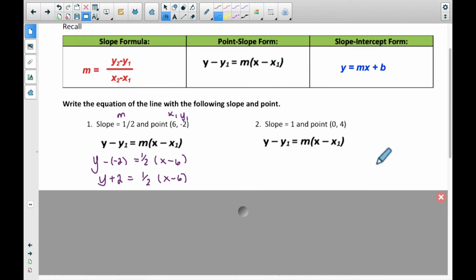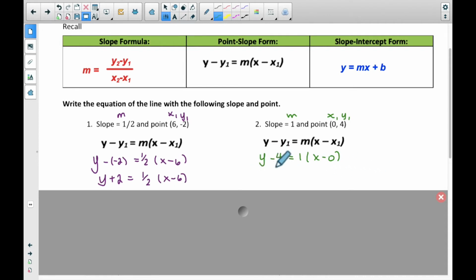This one is going to be a little bit different, and we'll just kind of play it out, okay? So again, this first number, the slope, is the m, and then this is my x1, and this is my y1. Okay, so I'm going to have y minus, in this case, 4, is equal to 1 times x minus, and in this case, 0. Okay, so this is what I mean when I say we're going to play it out.